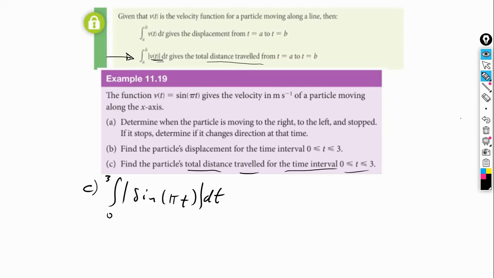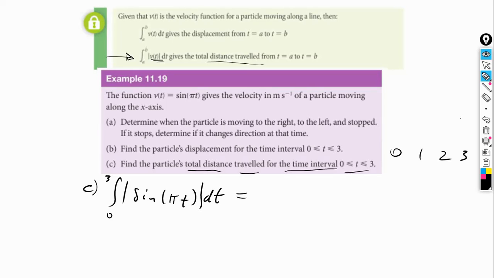Now if you do this in the calculator, it's going to do it correctly. But if this is, say, a paper 1 question, you're going to have to do this by hand, and you have to take into consideration the different time intervals. What time intervals? Well, the ones where the particle stops. So remember that the particle would stop, first of all, at 0, where it starts, then after 1 second, 2 seconds, and 3 seconds. So that means that we would have to integrate this separately.